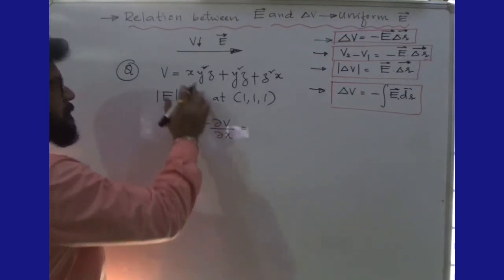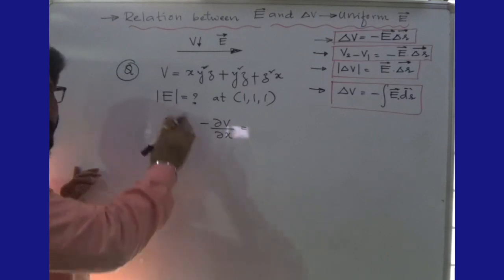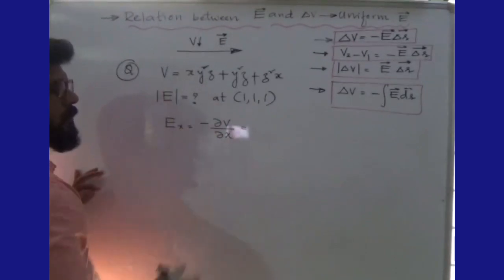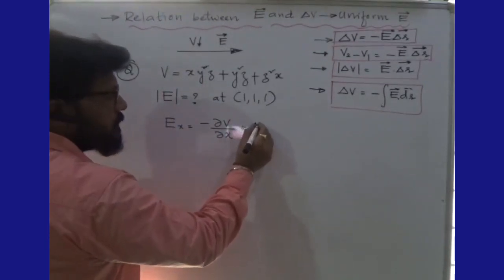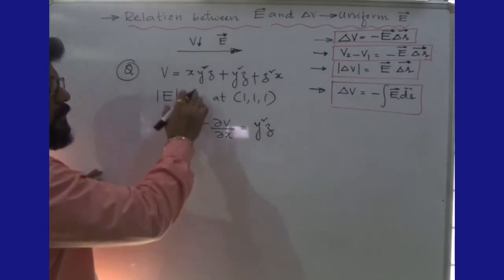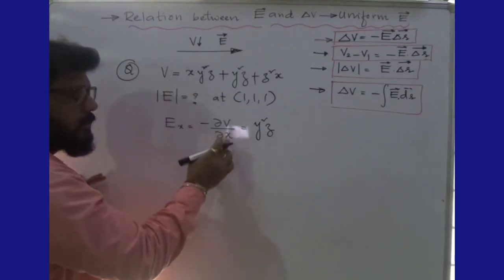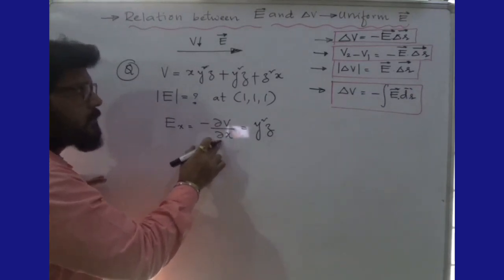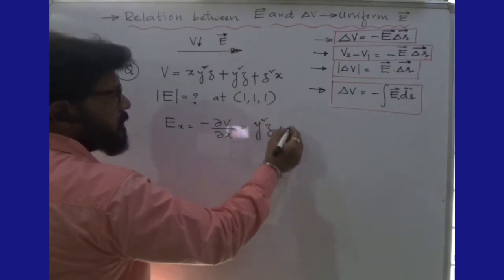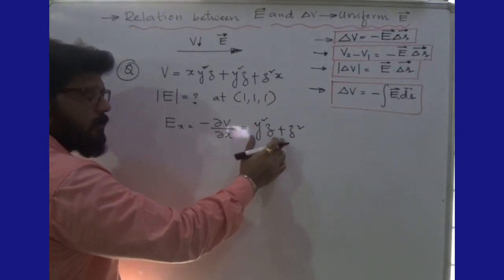So dou V by dou x means we have to differentiate with respect to x. With respect to x terms, we have only the first term, so we can write it as y square z, because y and z are constant, and dou x by dou x is nothing but 1. Any other term? Plus z square, am I right?